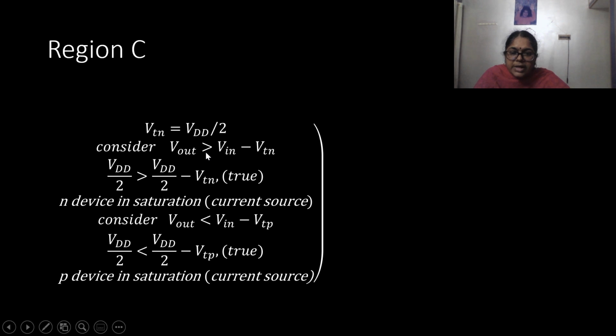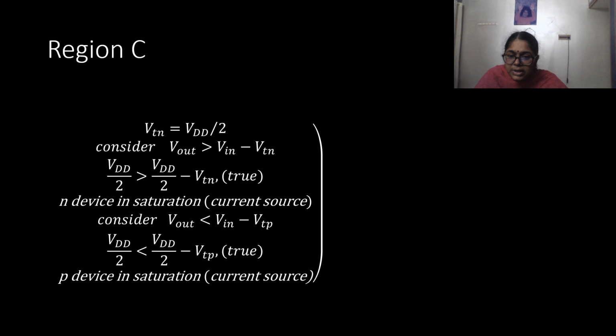Now consider Vout greater than Vin minus VTN. Again the same condition. So Vout will be equal to VDD by 2. So that is the point at which Vin is equal to VDD by 2, Vout is equal to VDD by 2 and the threshold voltage of the CMOS inverter is also equal to VDD by 2. So Vout we write it as VDD by 2, Vin also we substitute VDD by 2. So from this expression we come to know VDD by 2 is greater than VDD by 2 minus VTN. Why it is greater? Because VTN is a positive value. So condition holds good and obviously nMOS transistor is in saturation region.